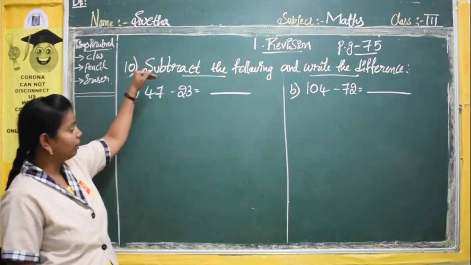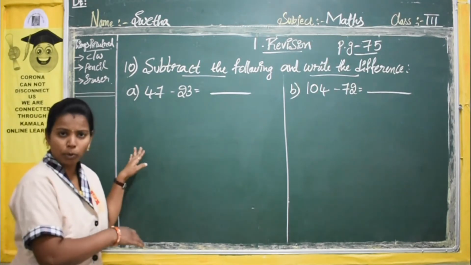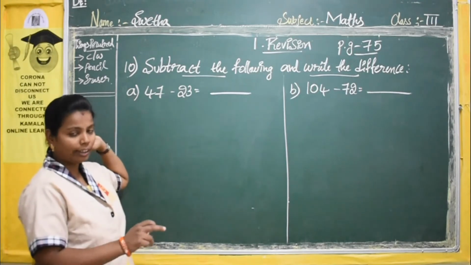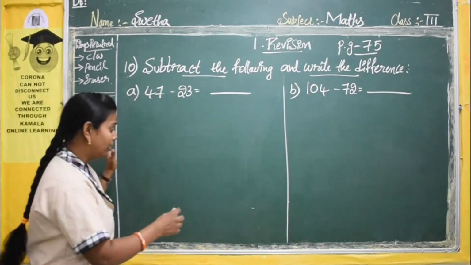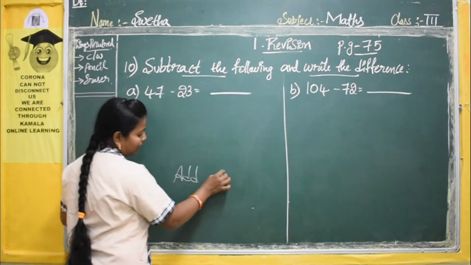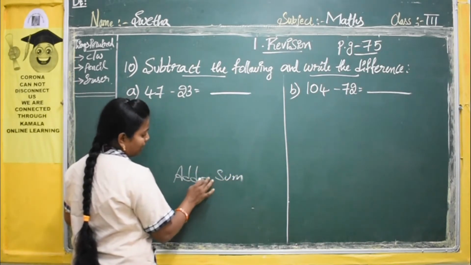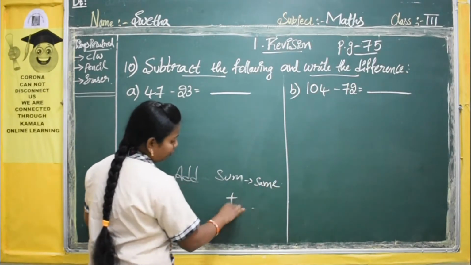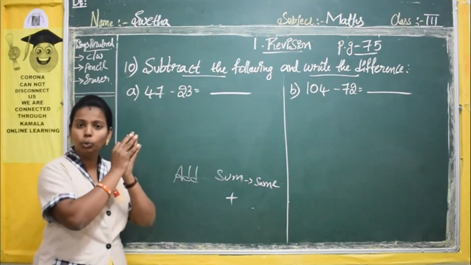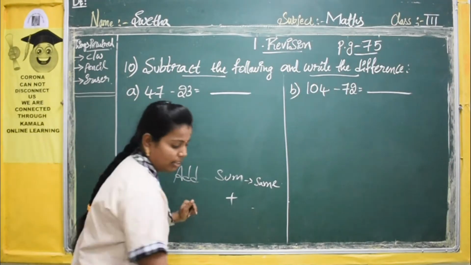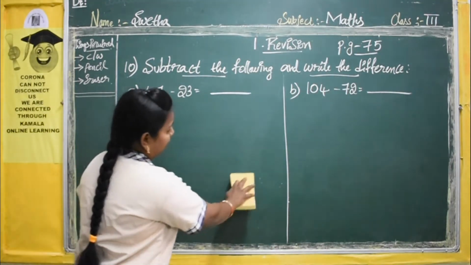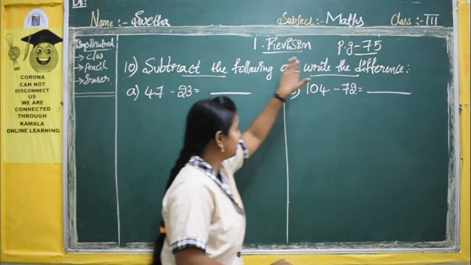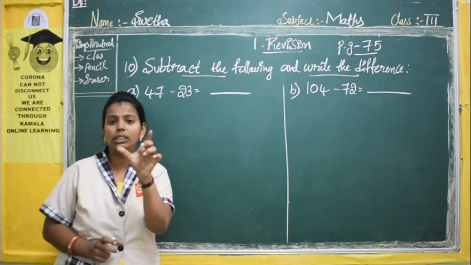Here, it is the same as in the previous problem. What was the previous problem? The ninth one was: add the following and write the sum. Add and sum, I said, both are the same. You have to do addition, find the total, and write the answer. So here also, subtract the following and write the difference. Difference and subtract, both words are the same.